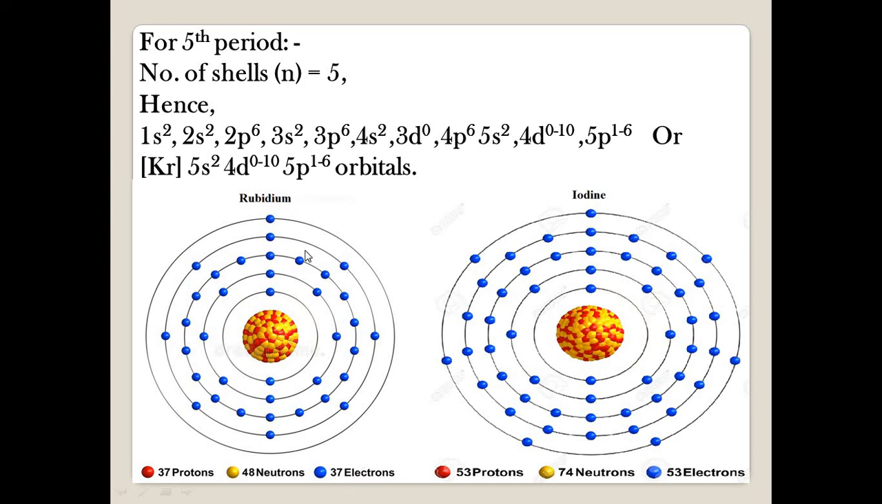This is a very reactive metal. Okay, it is in the s block. Let's see another, that is iodine, which has 53 protons, 73 neutrons and 53 electrons. Okay, are you getting this?